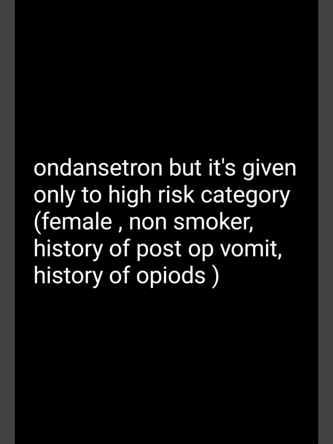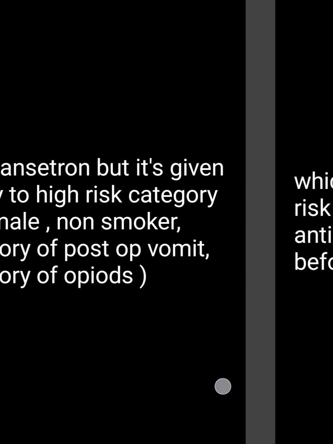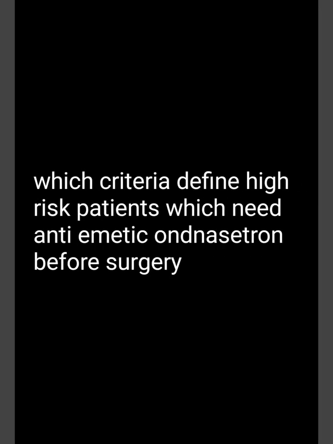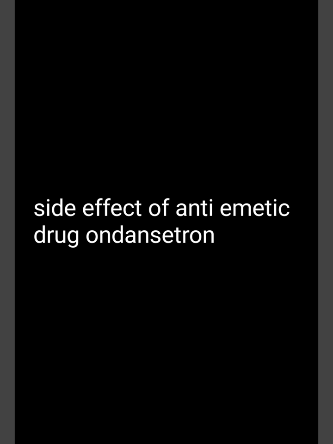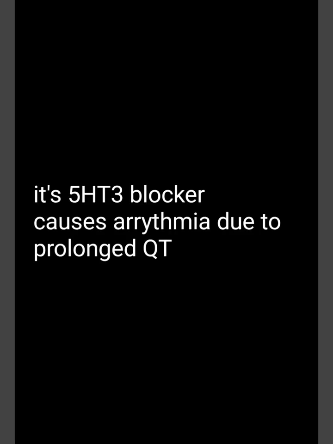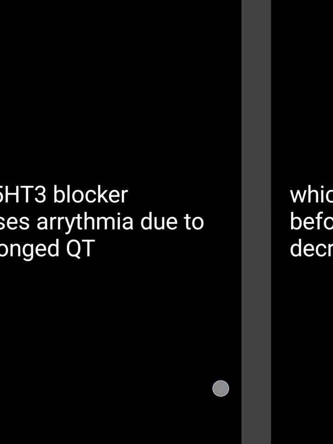Which pre-anesthetic medication is given to relieve nausea and vomiting? Ondansetron, but it is given only to high-risk category: female, non-smoker, history of post-op vomiting, history of opioid use. Which criteria define high-risk patients who need antiemetic ondansetron before surgery? Apfel score. Side effect of antiemetic drug ondansetron: it's a 5-HT3 blocker. Causes arrhythmia due to prolonged QT.